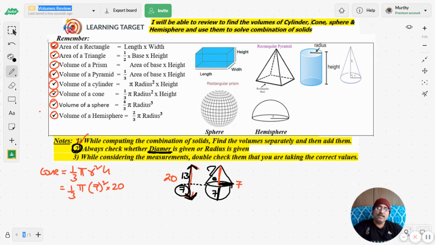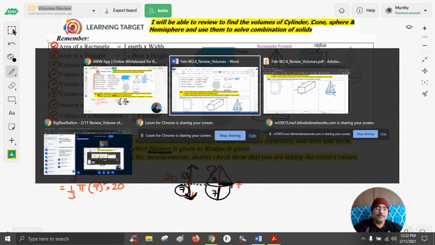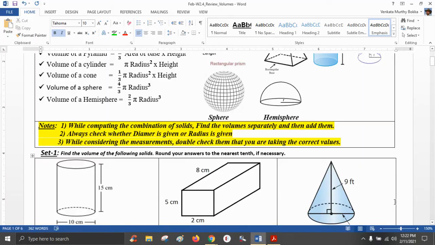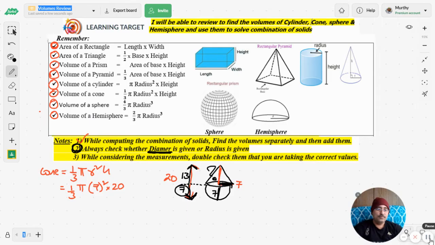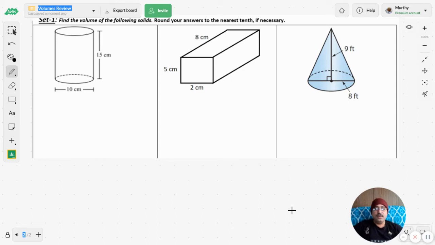So let's quickly jump to one of the examples. These are all basic questions. Let me start with the first one, the prism. Volume of prism equals area of base times height.